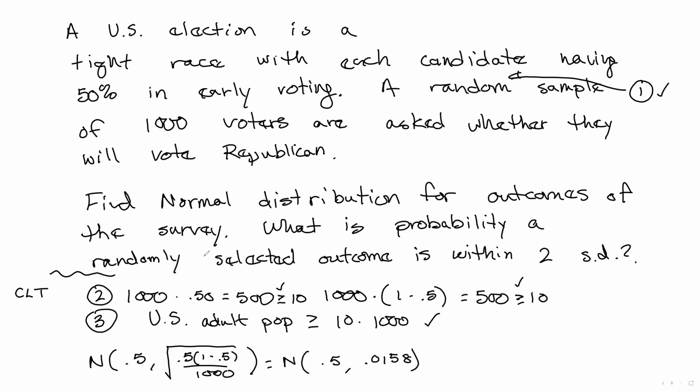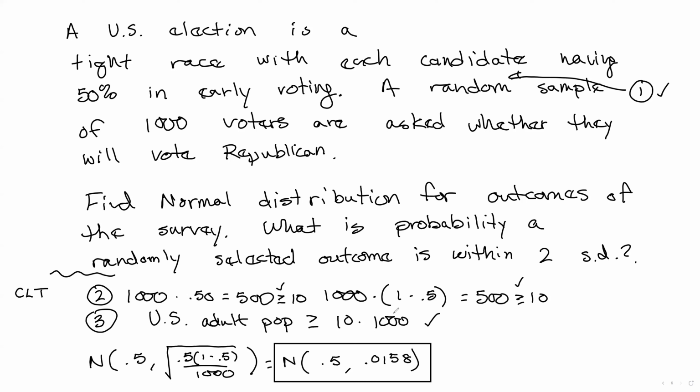All right, so this is the answer to this. Find the normal distribution for outcomes of the survey. This is the answer to that. That is the normal outcome for the distribution. That's a normal distribution for the outcomes. All right, and then what is the probability that a randomly selected outcome is within 2 standard deviations?